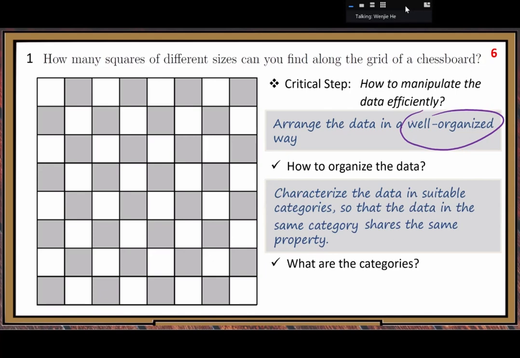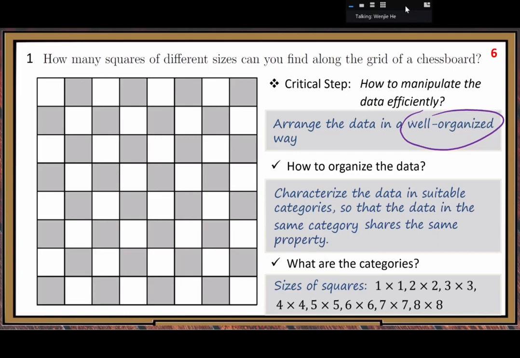Last time, one student already mentioned that. Here, I just recall it. Taylor, last time you talked about using sizes of the squares, right? Different sizes: 1 by 1, 2 by 2, and so on. Now, let's look at the sizes of squares. We use the sizes of the squares to characterize our data. All the possible sizes we can find in this chessboard: 1 by 1, 2 by 2, 3 by 3, and so on. In total, we have 8 different categories.